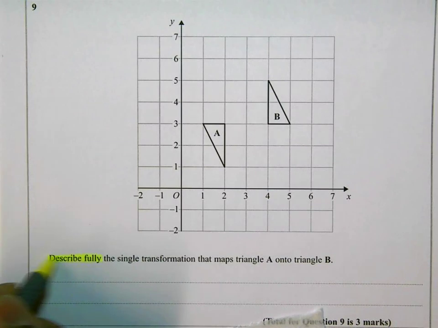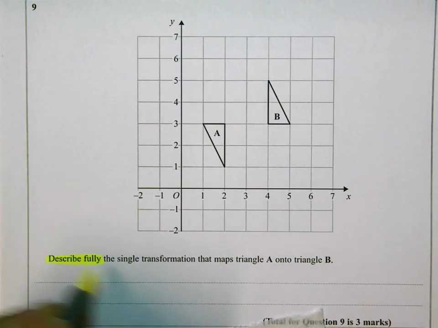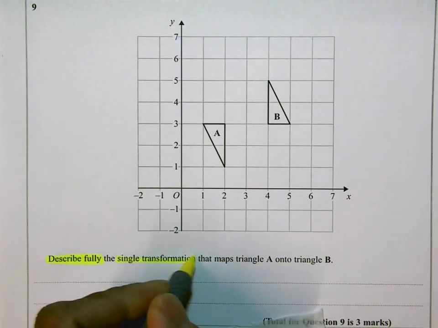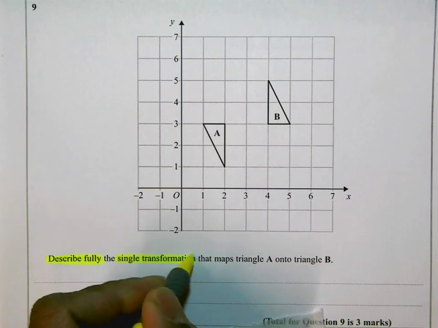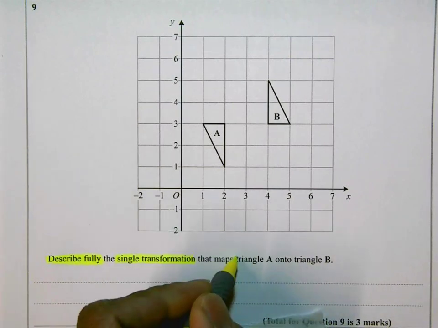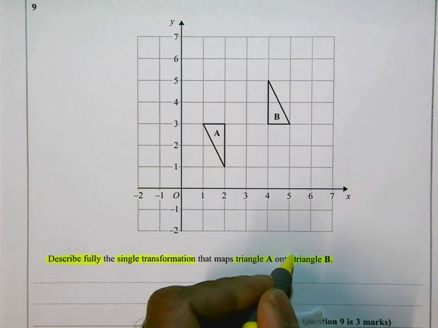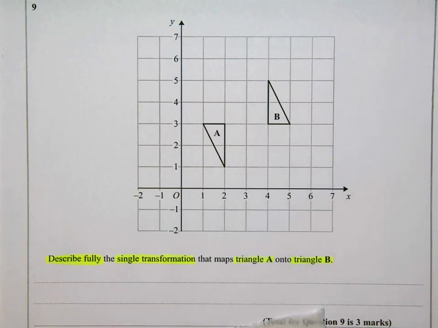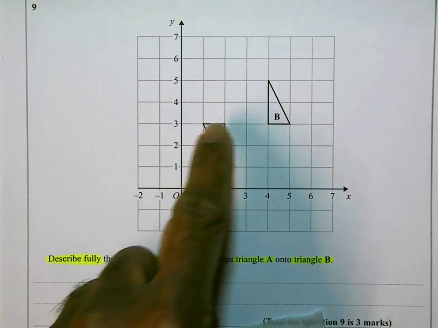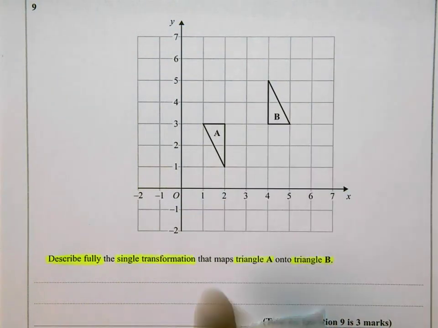So they want you to make a full description of the single transformation that maps triangle A onto triangle B. So basically they want a transformation that's going to move triangle A to triangle B. Right, now be clear where you're going from. You're going from A to B, and they want a transformation.